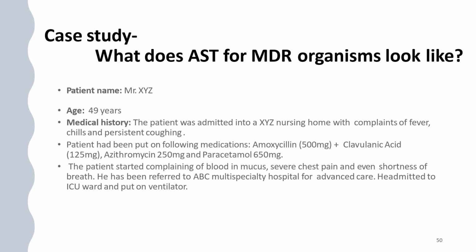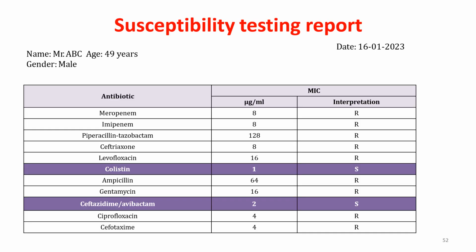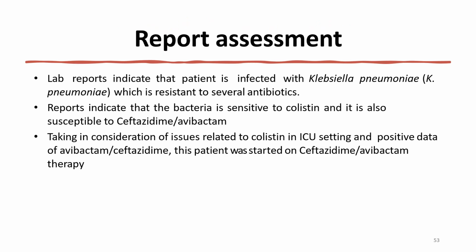Now, what does the AST for a multidrug-resistant organism look like? Let's see. A patient was admitted to hospital with signs and symptoms of pneumonia. The sample showed Klebsiella pneumonia, and all the antibiotics were resistant except colistin and cephalosporin-sulbactam. The lab report indicated that the patient is infected with Klebsiella that is sensitive to colistin and cephalosporin-sulbactam. But taking into consideration the issues related to colistin, such as being nephrotoxic, ototoxic, and having poor penetration in lung parenchyma, the patient was started on cephalosporin.